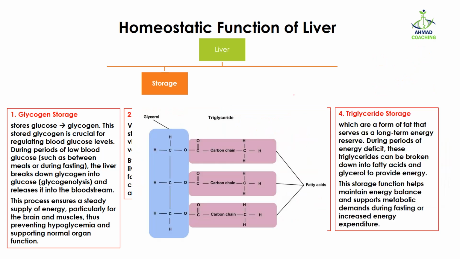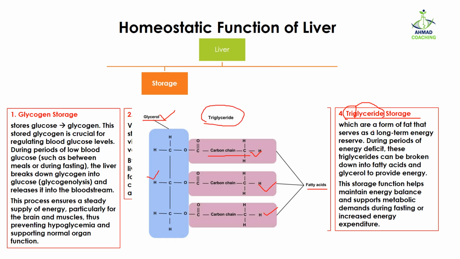The fourth function of liver as a storage is triglyceride storage. The triglycerides, as the name indicates, tri means three, glycerides, that it contains three glycerides. The glycerides are made up of one glycerol and three fatty acids. Here you can see, when three fatty acids, 1, 2 and 3, combine together with one glycerol molecule, they are going to form one triglyceride.